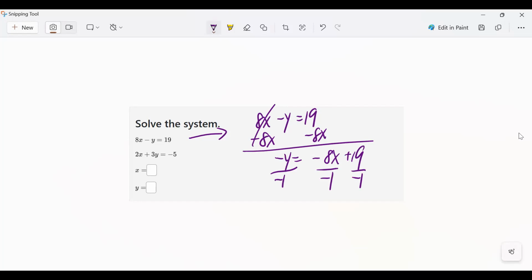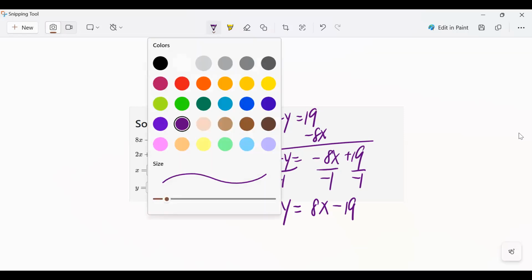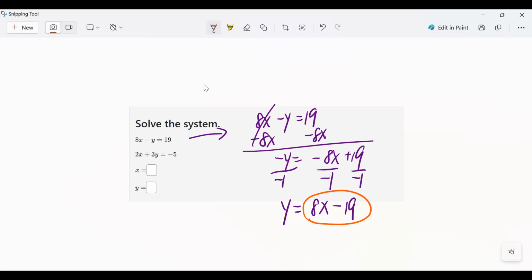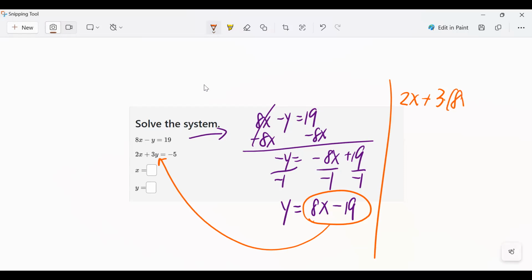Negative y over -1 is y. 2 negative to positive, a over 1 is ax. Plus minus is minus 19 over minus 19. Now we're going to plug this into the second equation. We get 2x plus 3 times (ax minus 19) equal to -1.